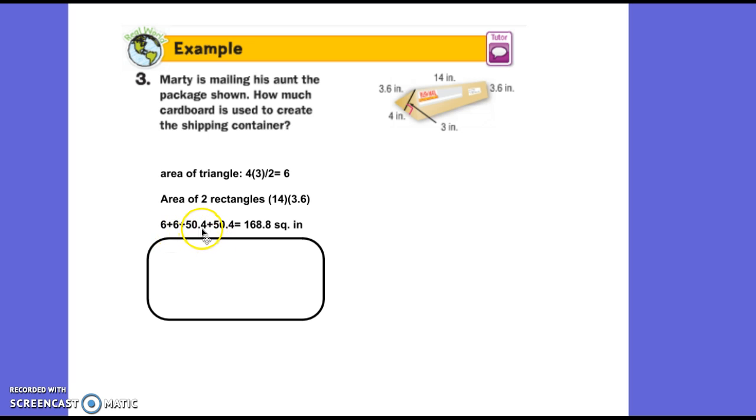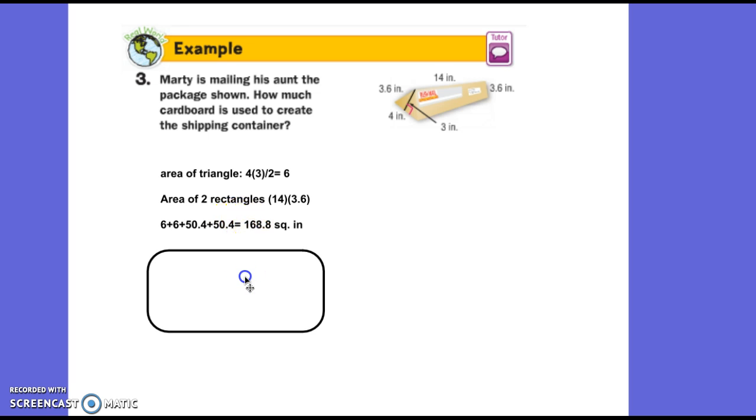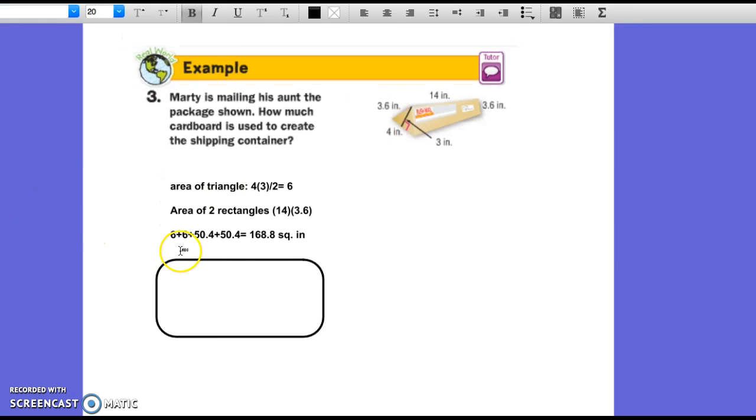So 6 plus 6 plus 50.4 plus 50.4, plus 56. I forgot the 14 by 4. The bottom rectangle should be 14 times 4, which gives you 56. So you actually need to add a 56 into that answer, and that would give you the 168.8. I'm actually 56 short of that, because the 14 by 4 wasn't added in.